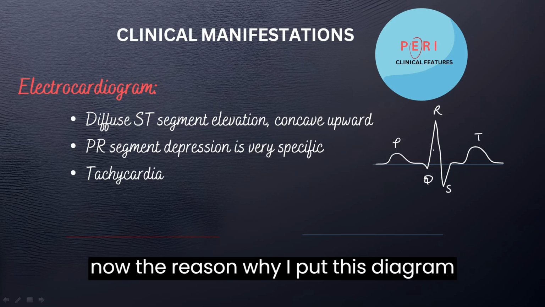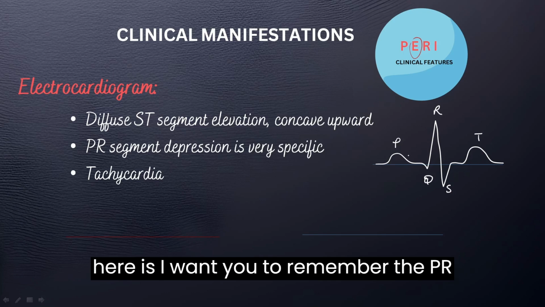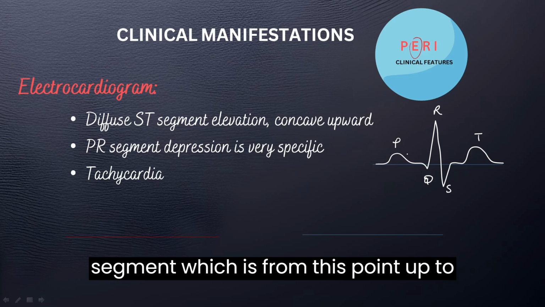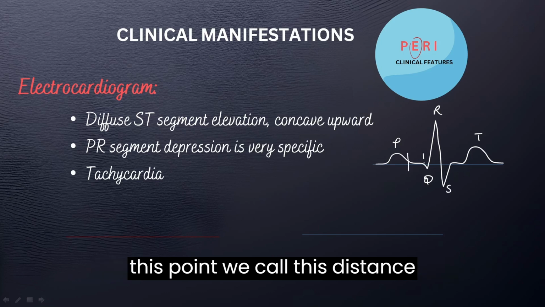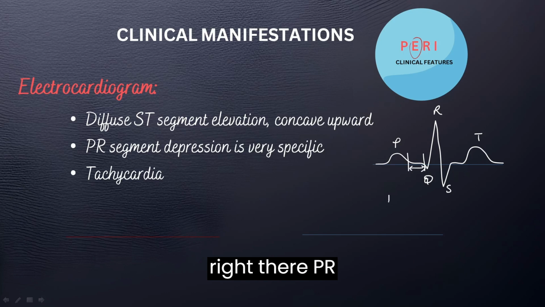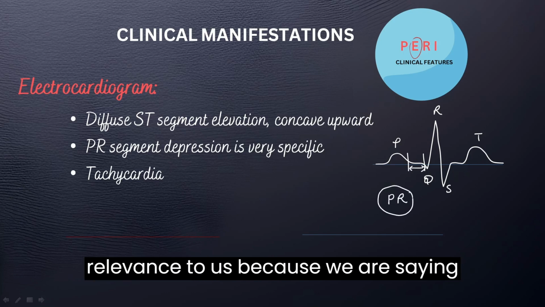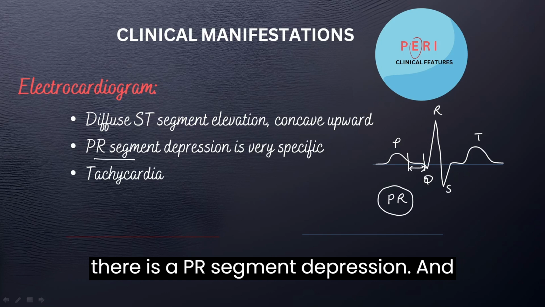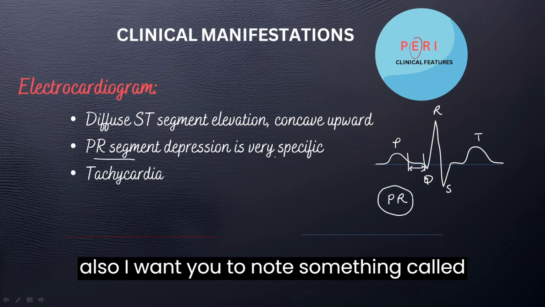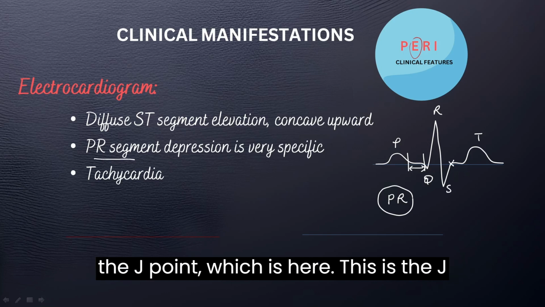Now, the reason why I put this diagram here is I want you to remember the PR segment, which is from this point up to this point. We call this distance right there PR segment. Okay, and this is what is of relevance to us because we are saying there is a PR segment depression. And also, I want you to note something called the J point, which is here. This is the J point.